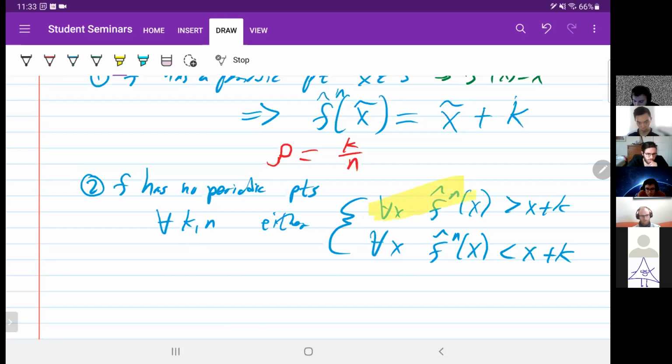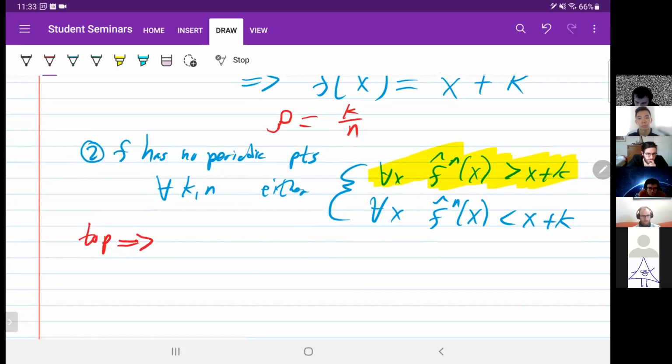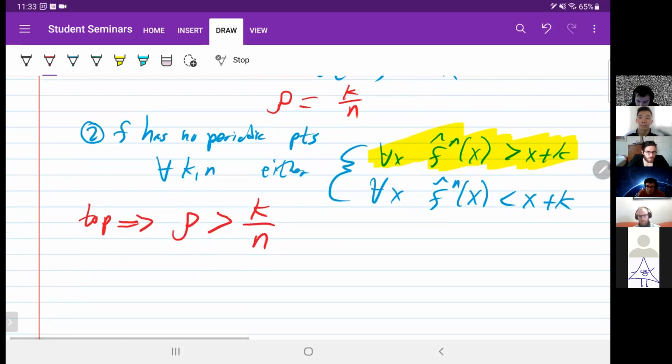So let's just suppose for the moment that the top case holds. The top case implies, so what I claim is that the top case implies that rho is strictly bigger than k over n. Seeing that it's greater than or equal to is somewhat clear, because we're moving further than k over n every time we apply f. Seeing that it's strict is not so obvious, but I don't want to prove it, so I'm just going to tell you that this is actually true.